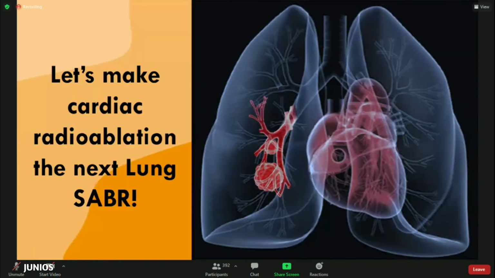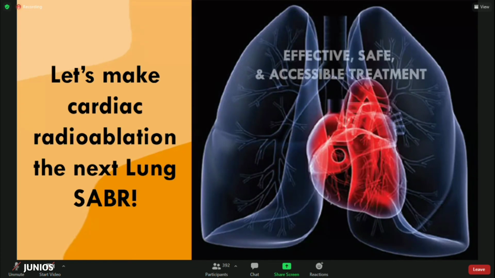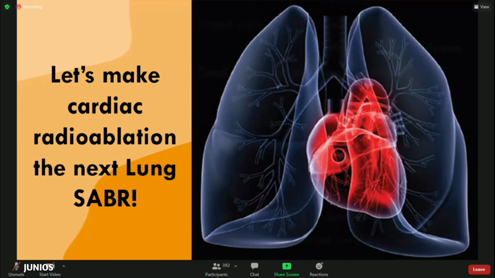In summary, there is no doubt that further knowledge and technique development is required to make cardiac radioablation an effective, safe, and accessible treatment for patients currently suffering from cardiac arrhythmias. But to spin it more optimistically, this is also an exciting opportunity for medical physicists.